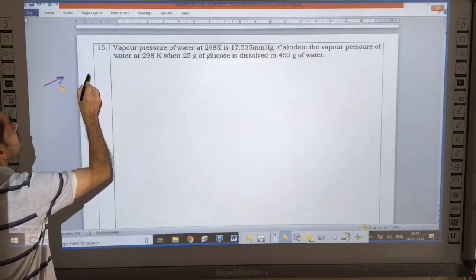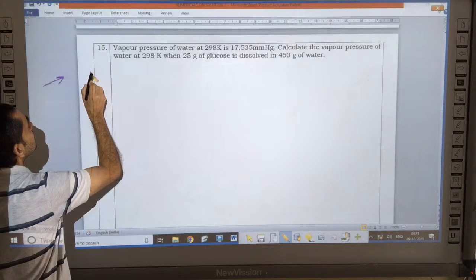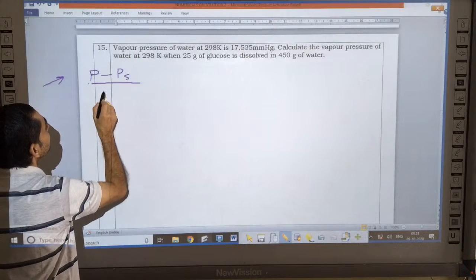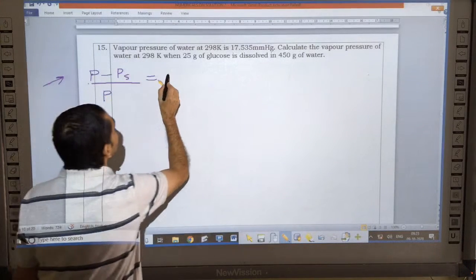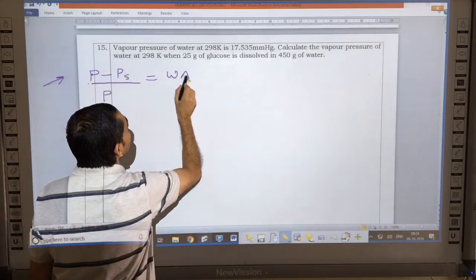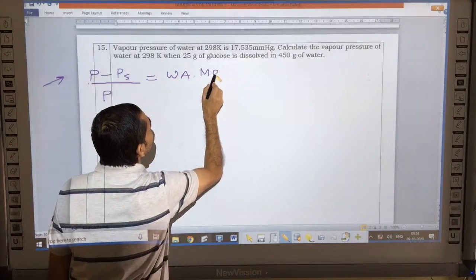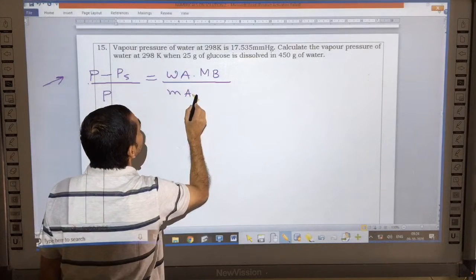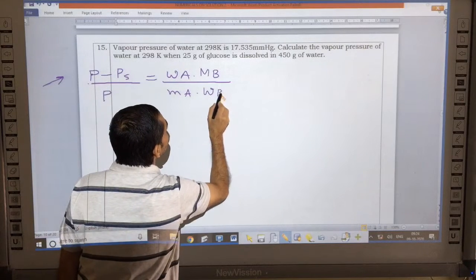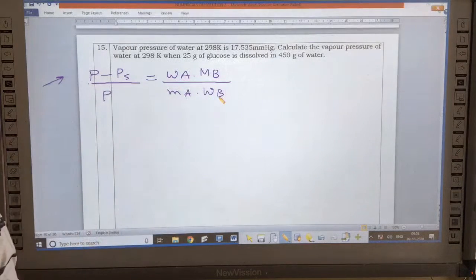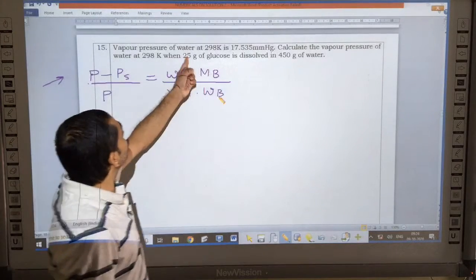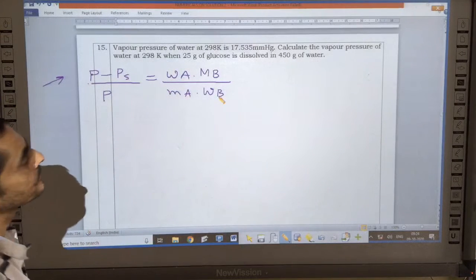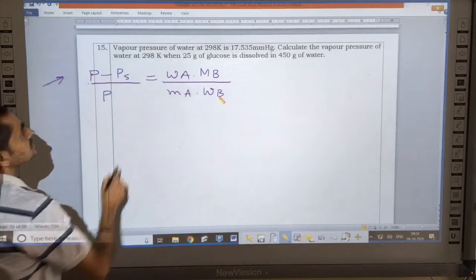Vapor pressure of water P minus PS, vapor pressure of solution, upon P is equal to WB into MA upon MB into WA. This is the formula for RLVP. Vapor pressure of water is given, this value is given, 17.535. Calculate the vapor pressure of solution.